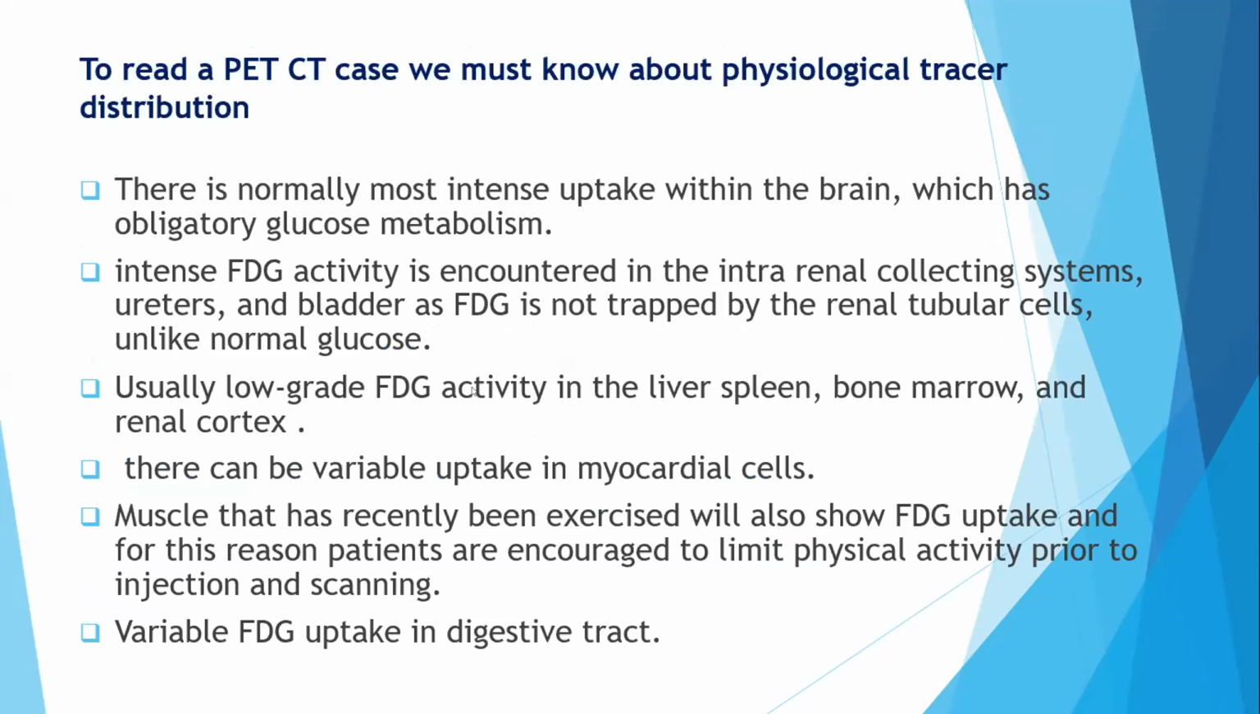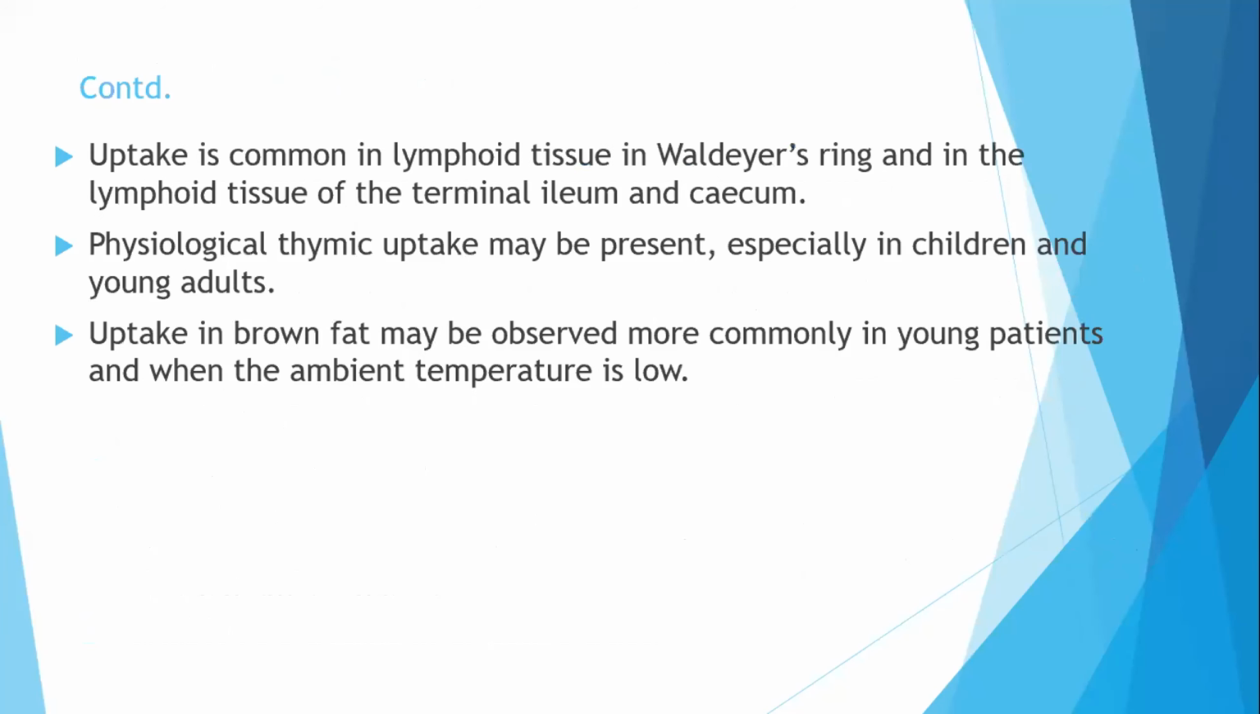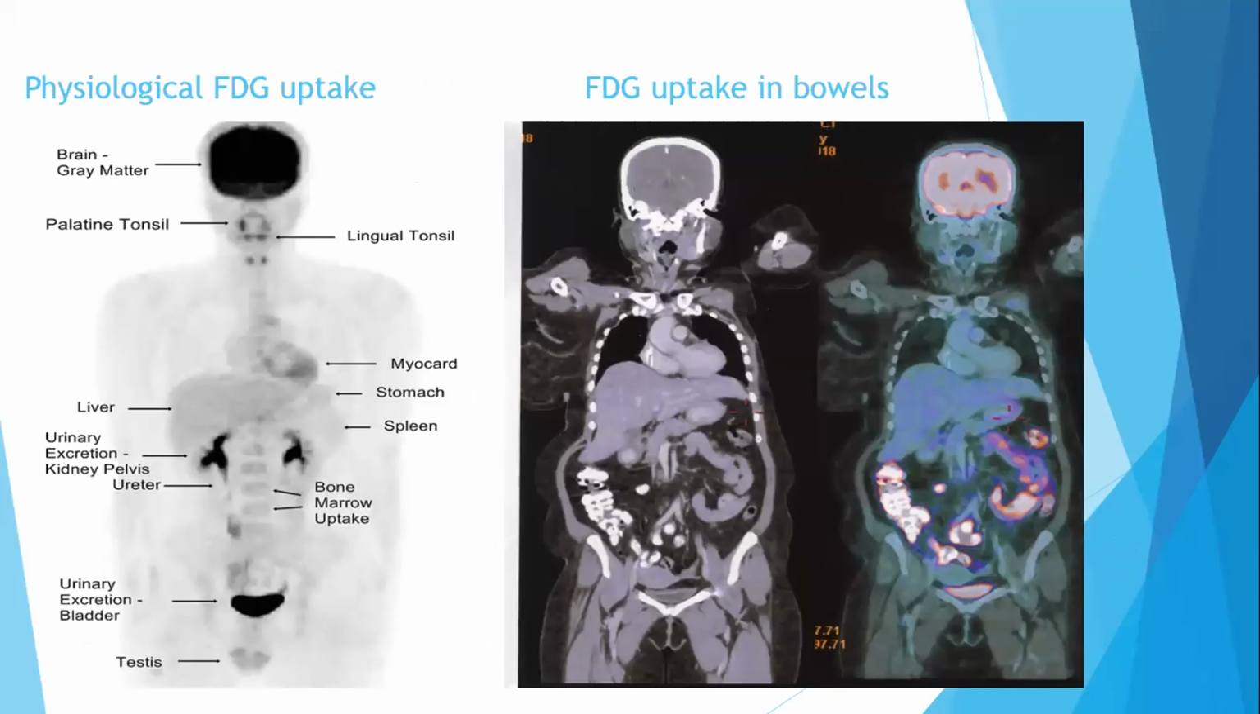To read a PET-CT, we must know the physiological tracer distribution. Intense FDG uptake happens in the brain and renal collecting system, variable uptake in the myocardium and digestive tract, and low-grade FDG uptake in the liver, spleen, and bone marrow. Uptake can happen in lymphoid tissue, thymus, and brown fat. These are all the physiological FDG uptake sites. We should know about this.